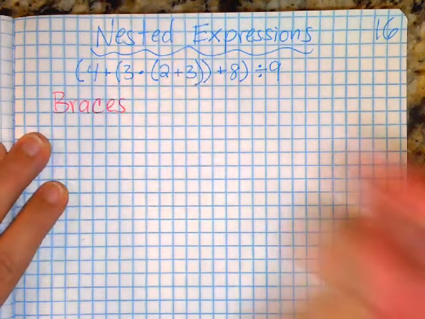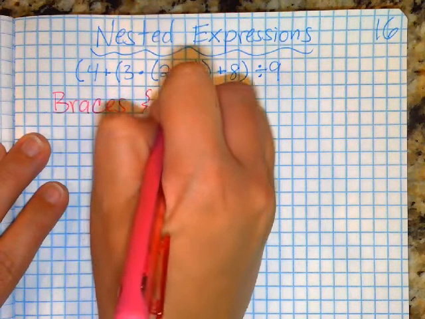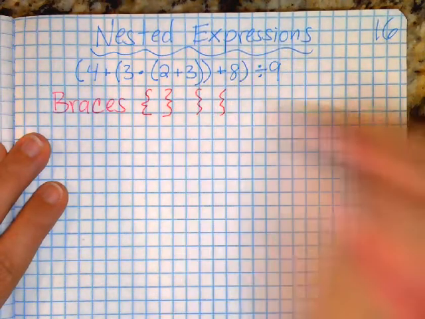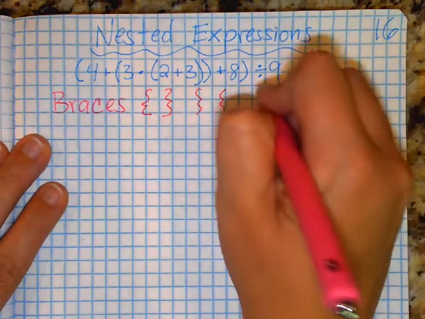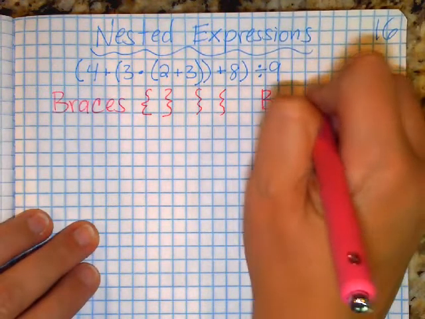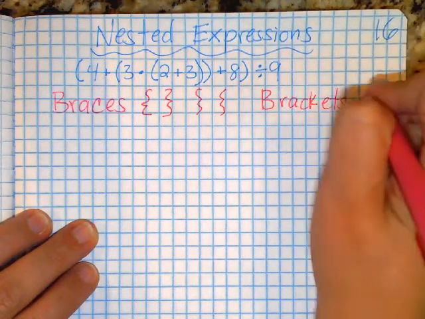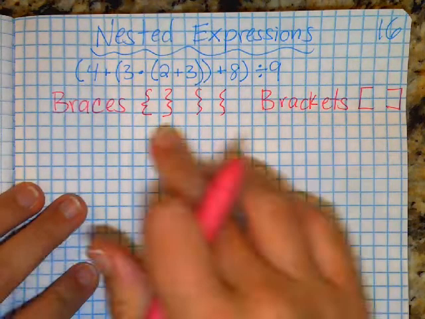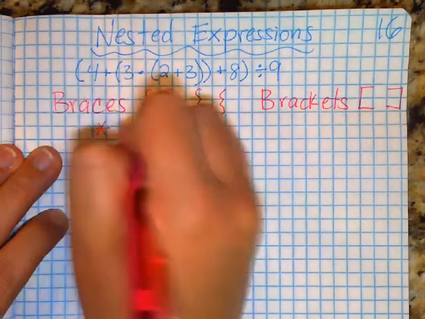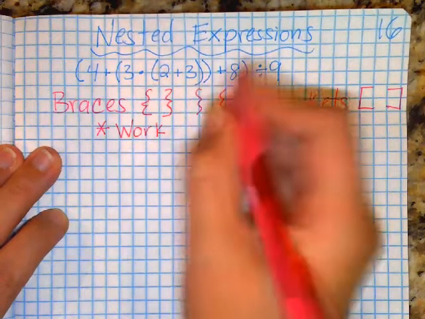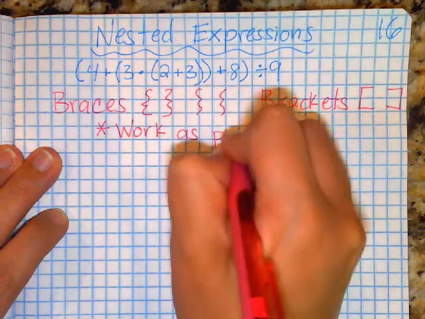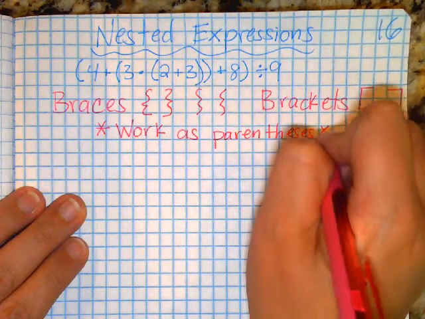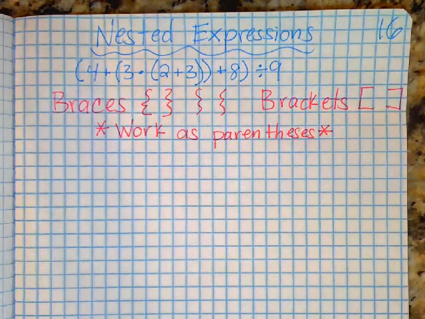So braces are those things that are hard to draw. Now, if you can't draw those, that's fine. Squiggles completely work, as long as you know what they are. And the other one is called brackets, and those are the ones that look like the ends of boxes. Now, the way that brackets and braces work, they work just like parentheses. So whatever parentheses do, they do the same thing.